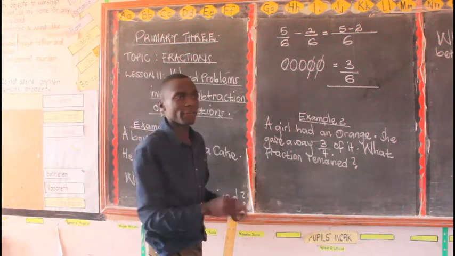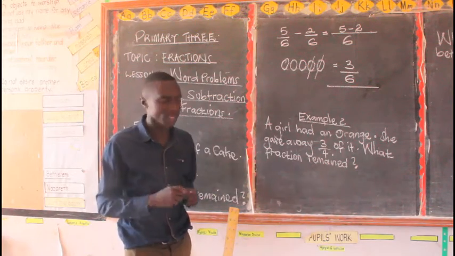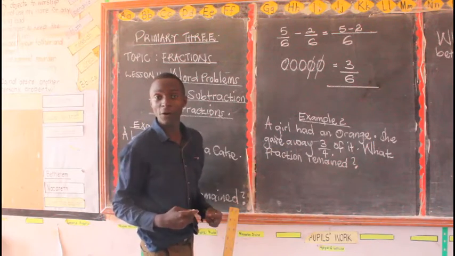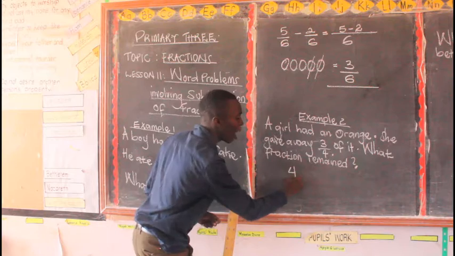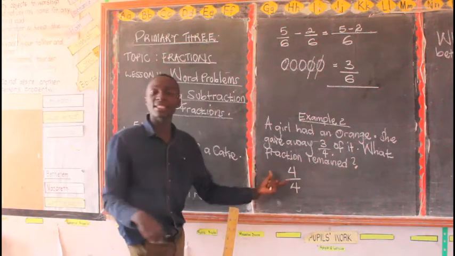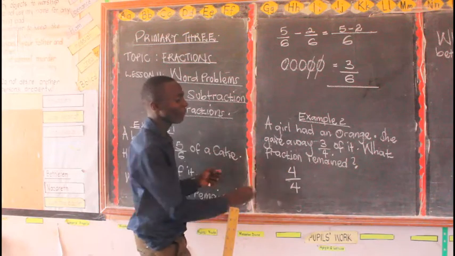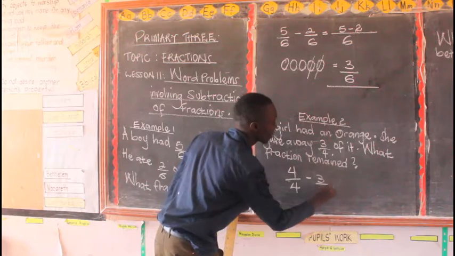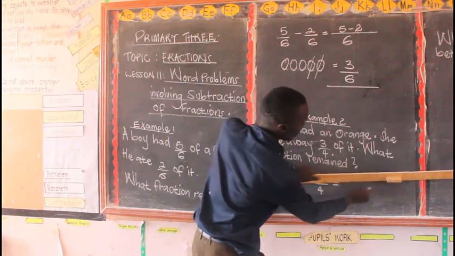How do we write the fraction that means that this is a whole orange? Because here she gave away 3 out of 4 of it, it means that our whole fraction is 4 out of 4. This is our whole fraction. 4 out of 4, we shall subtract 3 out of 4.